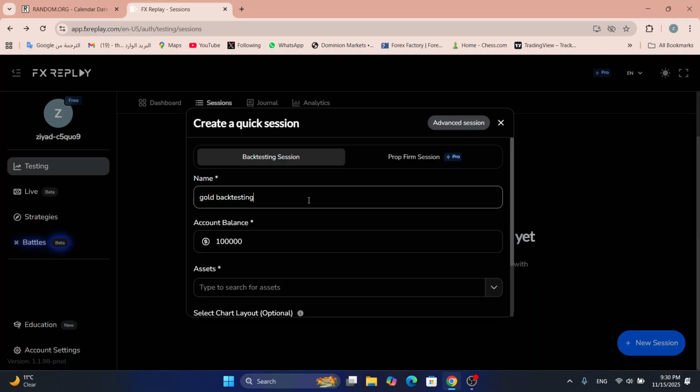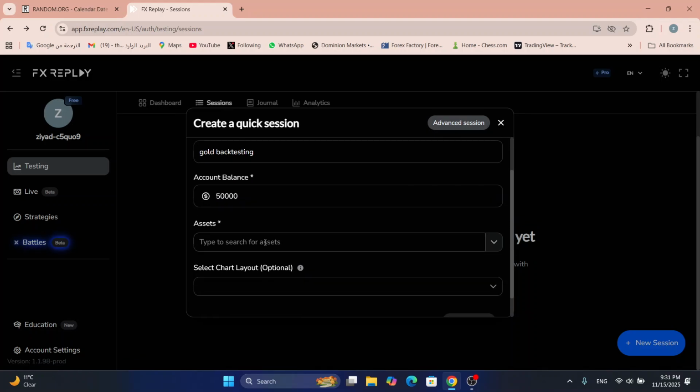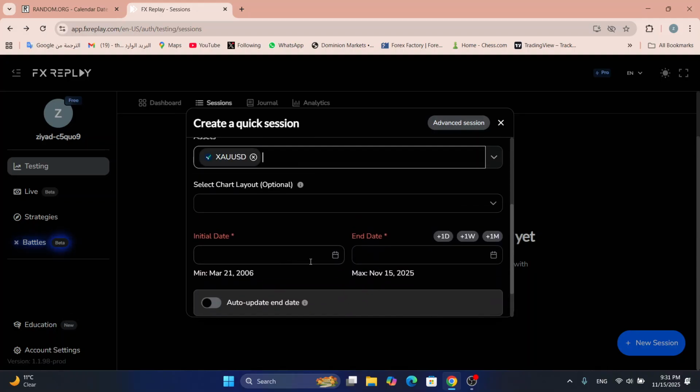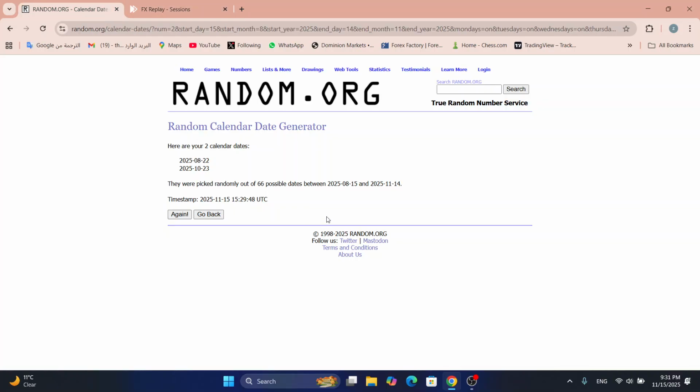Okay, so I'm going to do a 50k account, which is more common for most of the prop firms. Okay, let's choose gold, initial date. So here I set a random date in the past, like 3 months. It just gives us two random dates here. Let's go with this one.